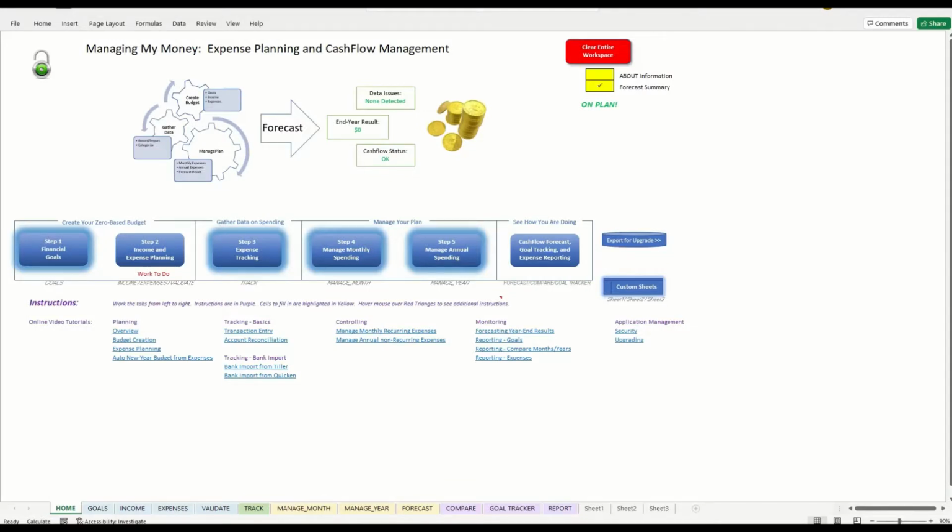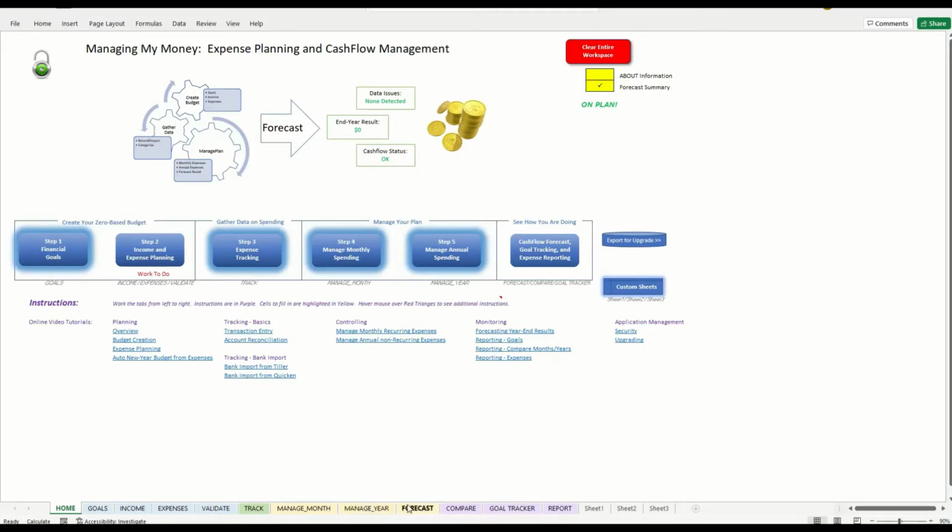From the home page of the application, we can see the forecast results, which are that we have a zero balance at the end of the year and our cash flow status is okay throughout the year. No issues detected. We're on the home page, so we'll be looking a lot at the Manage Year and the Manage Forecast tabs at the bottom here.